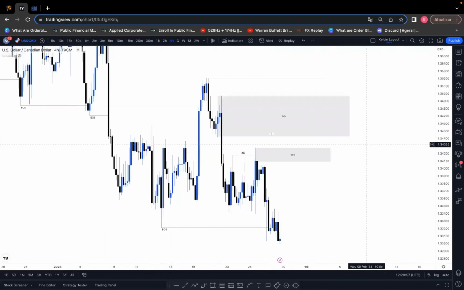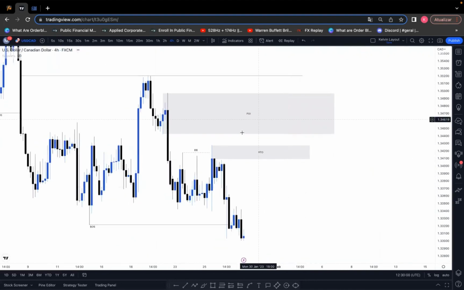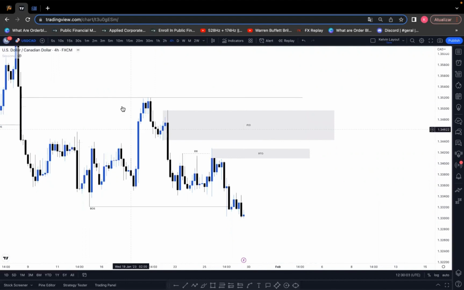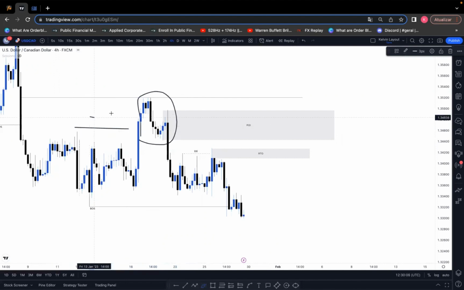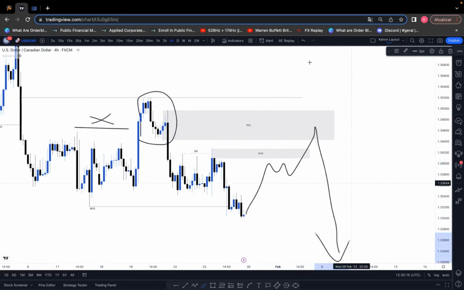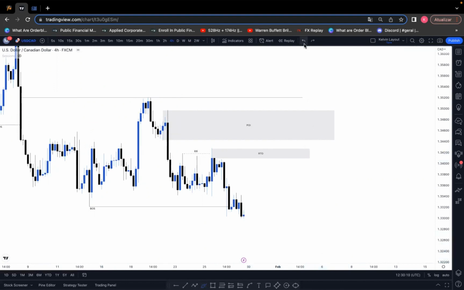Now, right here, I have two points of interest. I have this one right here, and the reason for that is because this high right here swept liquidity that was sitting at this previous structure high, right? And then it broke structure. There is a possibility that price may pull back all the way up here, and then we have a continuation. But also, that's the extreme one.